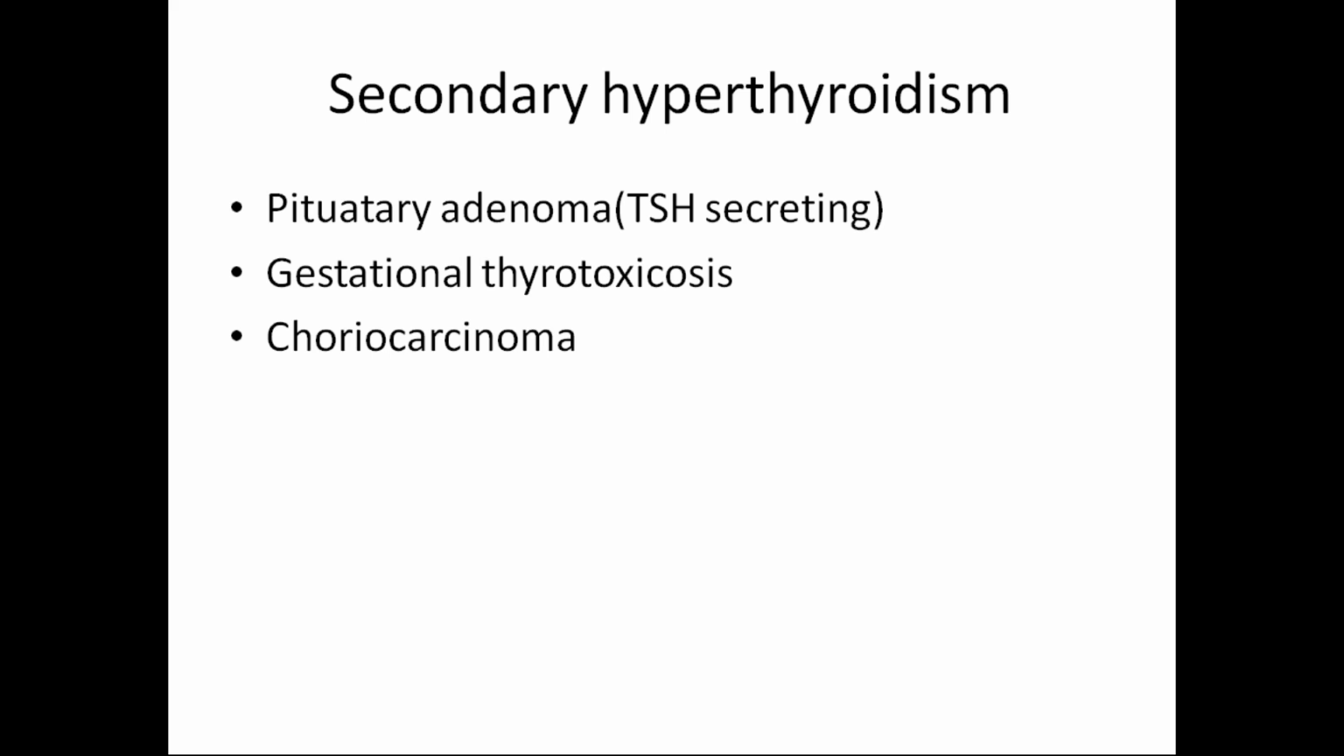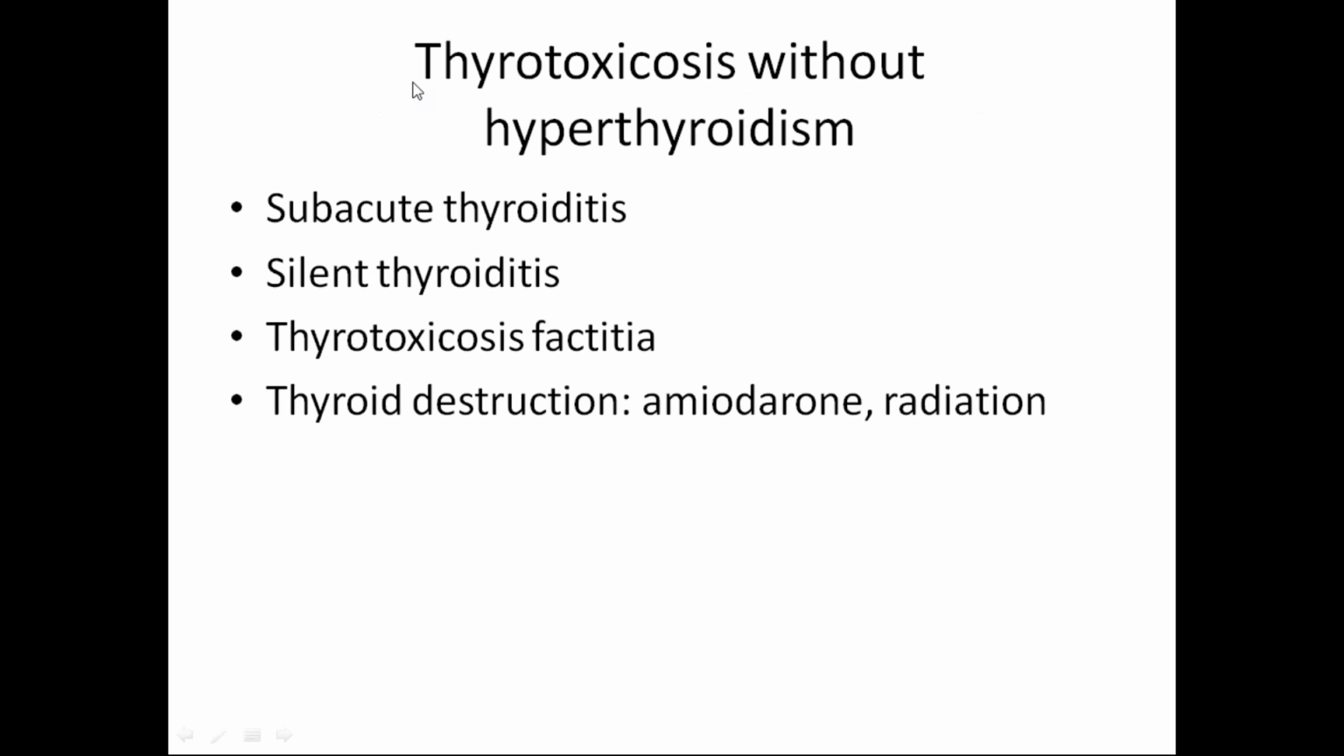Another example is gestational thyrotoxicosis. This comes under secondary hyperthyroidism. And if we have a choriocarcinoma, then also it causes overactive secretion of the T3 and T4 hormones. So coming to the causes of thyrotoxicosis without hyperthyroidism. We have already discussed that thyrotoxicosis can be present without any abnormal functioning of the thyroid gland, which is hyperthyroidism. Those causes are subacute thyroiditis and silent thyroiditis. These two are inflammations of the thyroid gland.